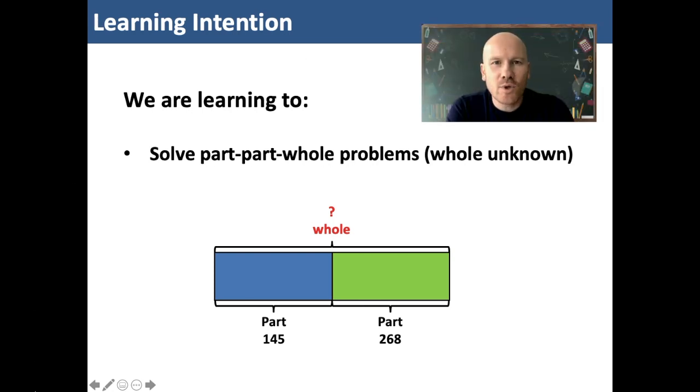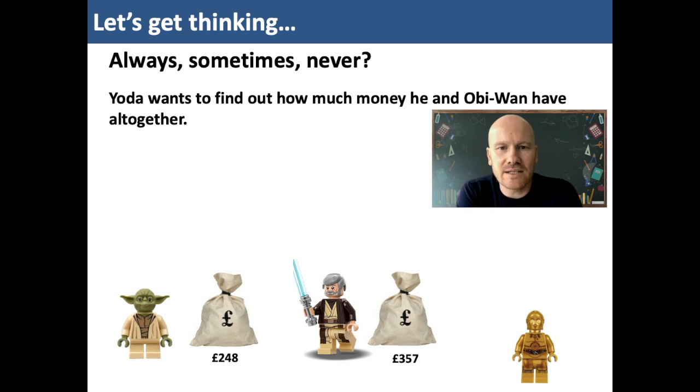Hi guys, today we're learning to solve part-whole problems, and in particular we're interested in those problems where we don't know the whole amount. To begin with, I'd like you to consider the following problem and discuss your thoughts with somebody else. Here we've got Yoda and Obi-Wan, and they've both got some money, and Yoda wants to find out how much they've got altogether.